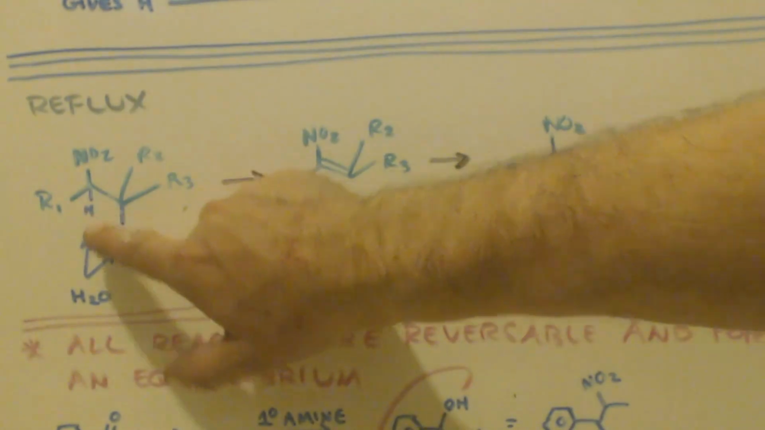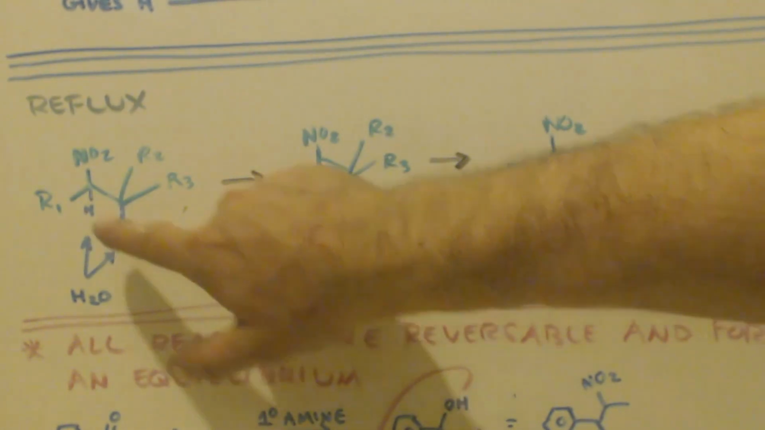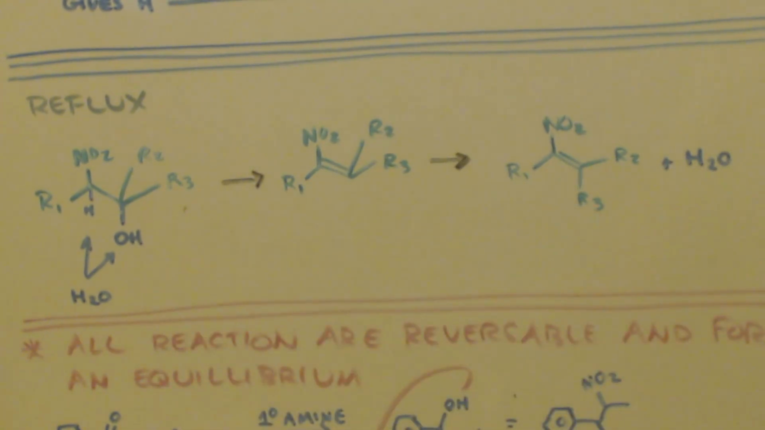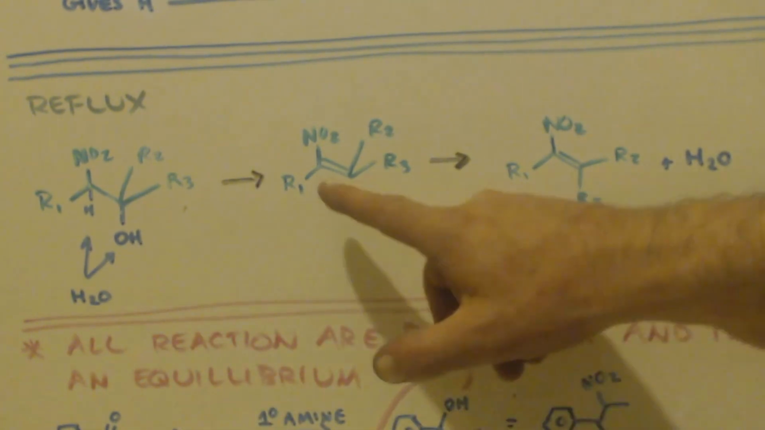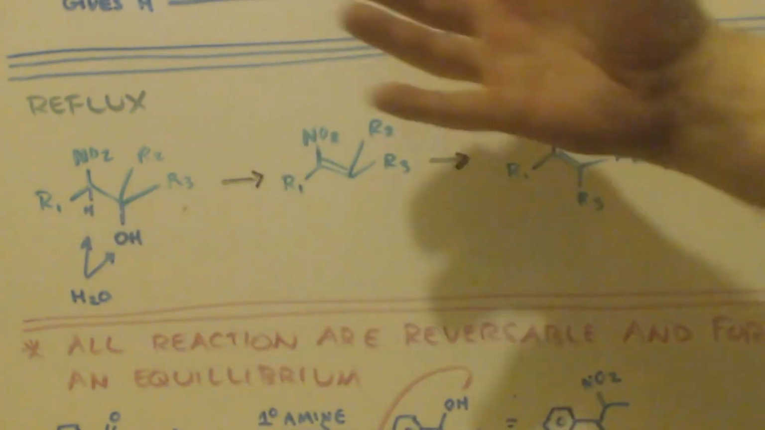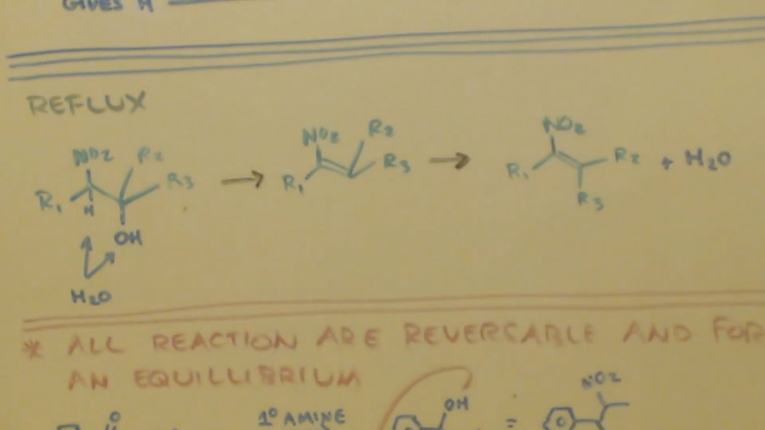I drew an H on here. You can see if I take the OH and I take the H and I pull them off, it makes H2O, right? Then, since one's negative and one's positive, you're pulling off a neutral thing, so what remains is neutral.